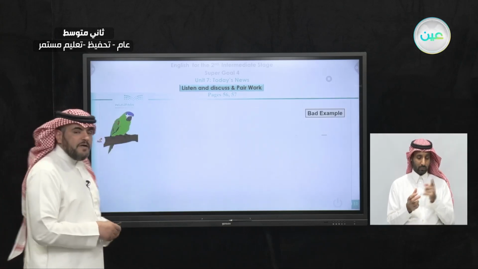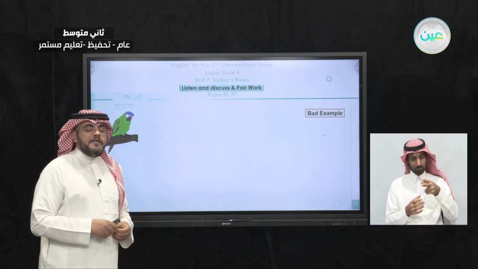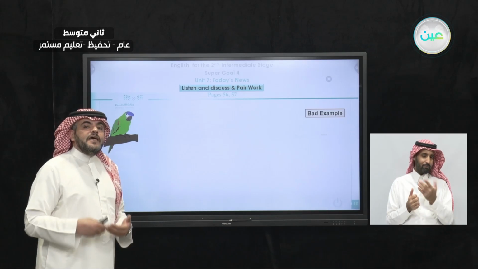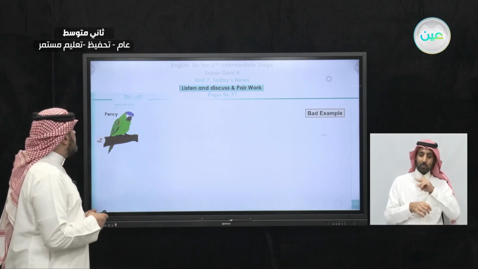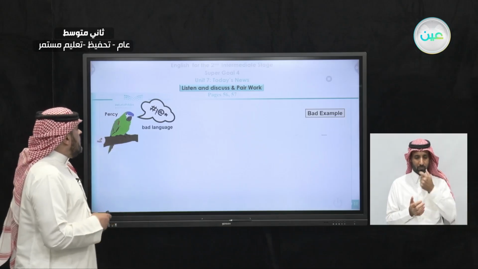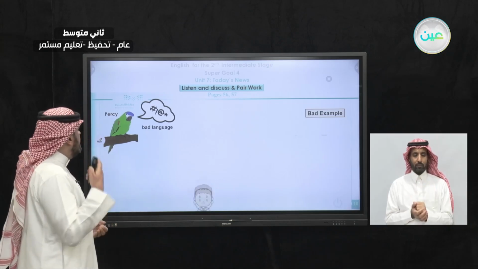Okay, we start with the first passage, under the title "Bad Example." What can you see on the screen? On the screen now, we can see a parrot. The parrot sometimes imitates people's speech. This parrot is called Percy, and it sometimes says improper words, the words that are not good. So you will read about something that happened in a zoo when a parrot called Percy said some improper words. Sometimes parrots say bad language. What happened? That's what we're going to find out in the next slide.